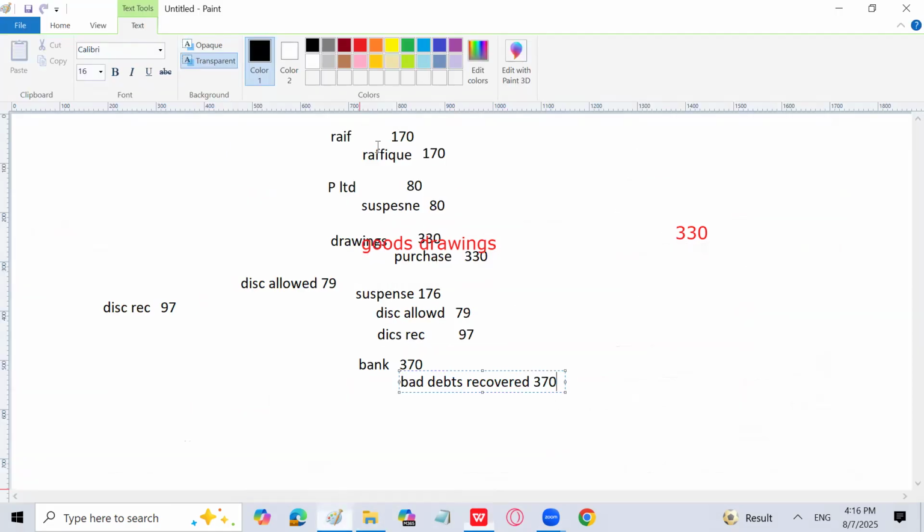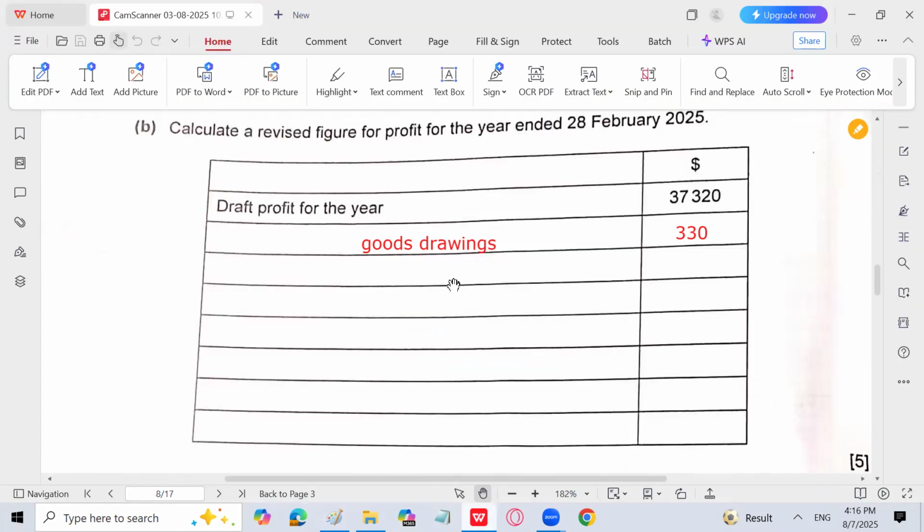Now let's go back. In first entry, there is no income and expense account. Second, no income and expense account. Third, purchases. Then discount allowed and discount received. One is expense and one is income. But for both, because these both come in the income statement and statement of profit and loss, profit will increase by these amounts for discount allowed and discount received. So you can write here discount allowed, that is going to be 79, and discount received, that is going to be 97. So 79 and 97. Okay, let's move forward.